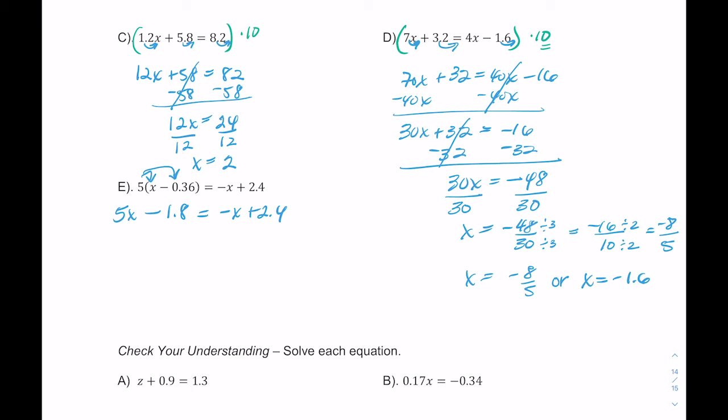So we want to get rid of the decimals and then we want to move things around. So again, if you look, the most number of places I have after the decimal is 1 spot. So that just means I can multiply by a power of 10, and that will get rid of the decimals. So 10 times 5x gives me 50x. 10 times negative 1.8 is just negative 18 now. 10 times negative 1 gives me negative 10x. And 10 times 2.4, remember, just moves the decimal over 1 spot. So it's going to make it 24.